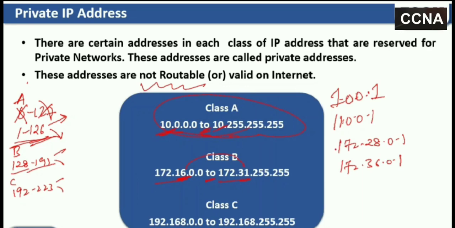If I'm writing 172.36.0.1, it is public, because the last number allowed here is 31, and here it is 36. So this address belongs to the public address range.